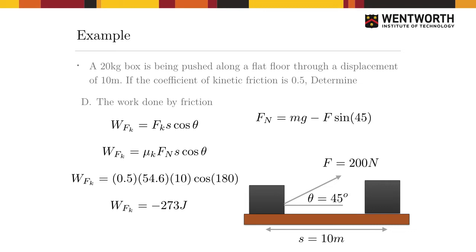With the magnitude of the normal force in hand, we can simply plug in everything to our equation for work and find that the work done by the frictional force is negative 273 joules, which makes sense because it's negative. In other words, it opposes the motion.